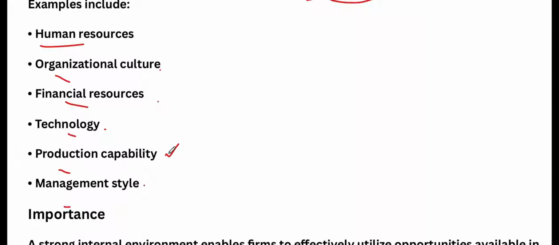For example, when we take production capability, based on environmental analysis we understand that the next season is going to be a season where high production, high output is needed. Say our country is organizing the FIFA World Cup in India, and you are a company selling jerseys and customized t-shirts.